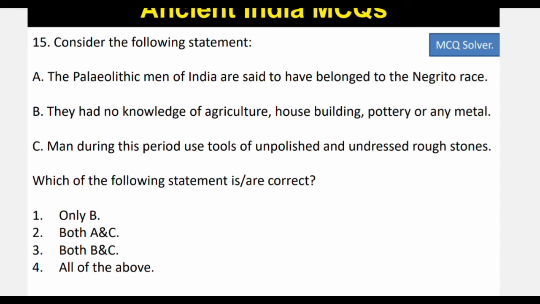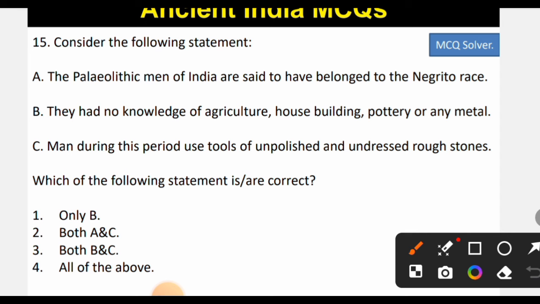First we will look into the statements. Statement A says the Paleolithic men of India are said to have belonged to the Negrito race. So A is correct. We all know that from Africa, the early men started moving to other parts of the world, and the Paleolithic men of India belong to the Negrito race. So A is correct.